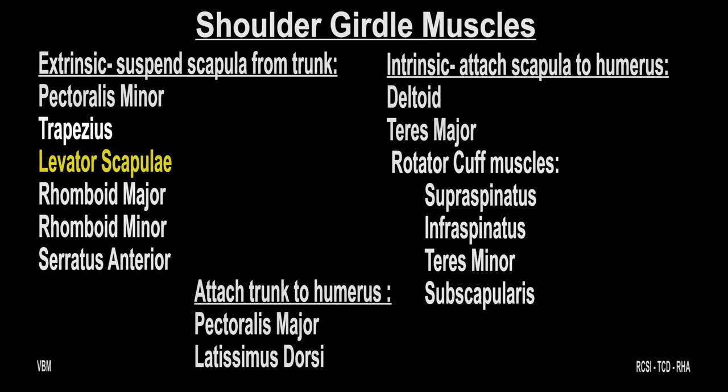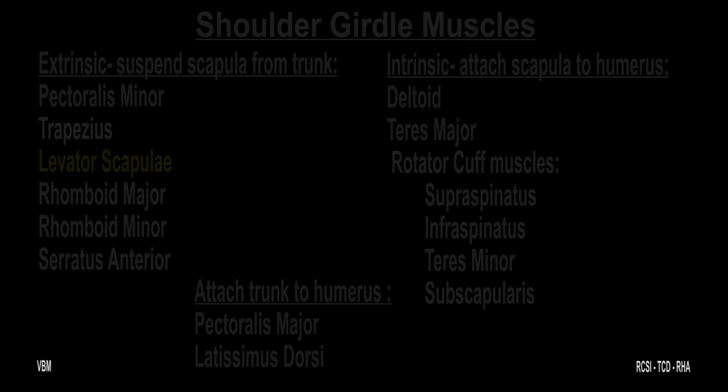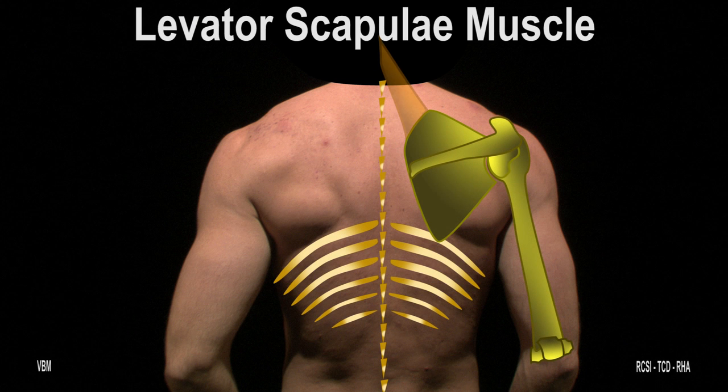Levator scapulae muscle. The levator scapulae muscle suspends the scapula from the trunk. The levator scapulae muscle arises from the posterior tubercle of the transverse process of the first to the fourth cervical vertebrae and inserts to the upper part of the medial border of the scapula.